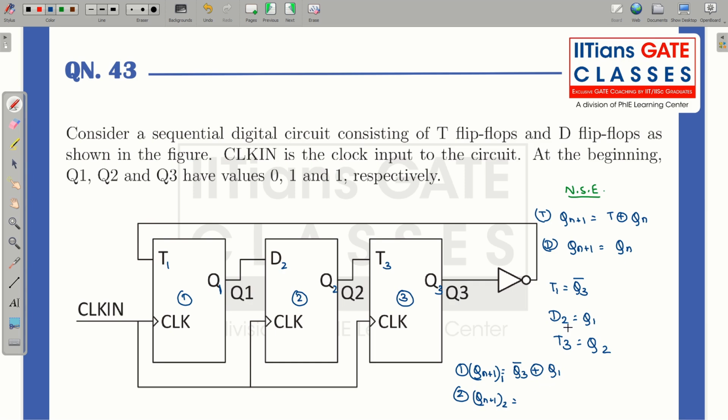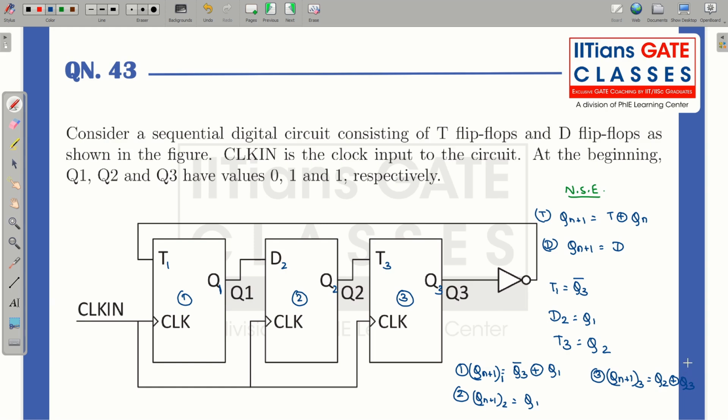Sorry, here I have written Qn. This will be actually equal to your D. So D2 over here is actually equal to Q1. And for the third flip-flop, Qn plus 1 subscript 3 will be equal to T3 XOR Qn, means Q3. So T3 is actually Q2, so Q2 XOR Q3. So we have the next state equations.